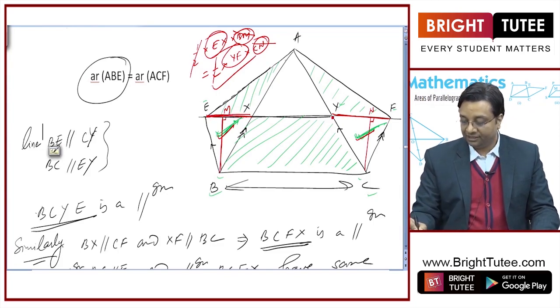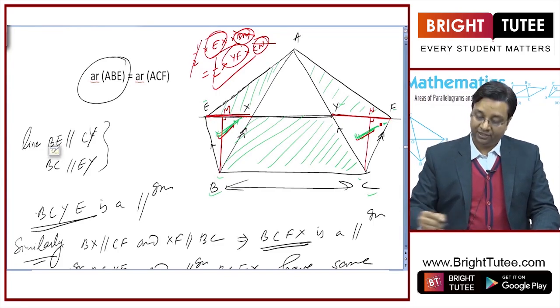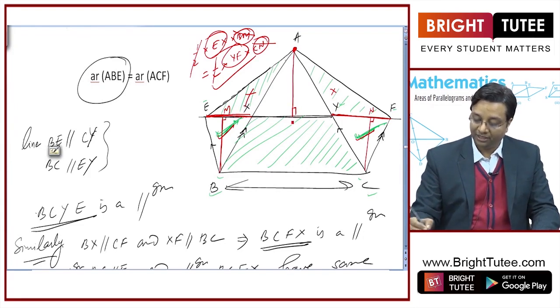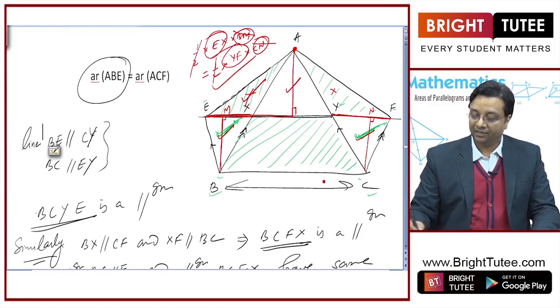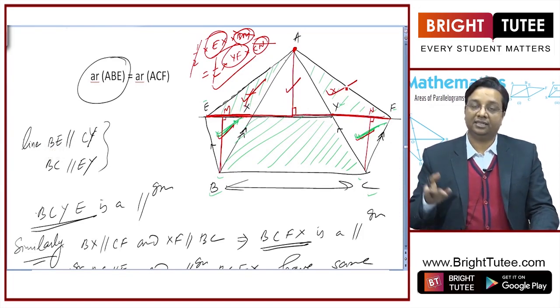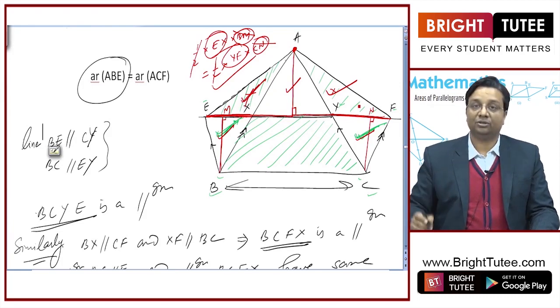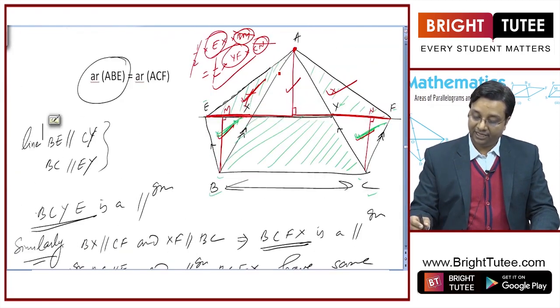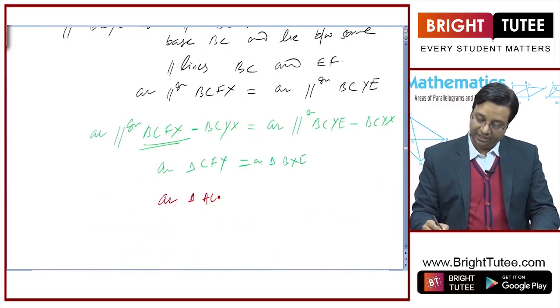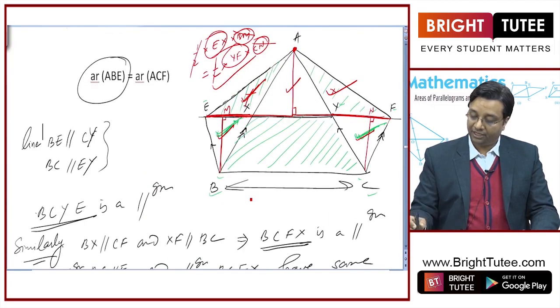Once you say that EX is equal to YF and these two triangles, this triangle and this triangle, have got same vertex. So their heights are also same. If I drop a perpendicular and extend this line till here, this will act as height for this triangle and this triangle also. So their bases are equal in length, their height is same. So these two triangles will also have equal areas. So area of triangle AEX is equal to area of triangle AFY.